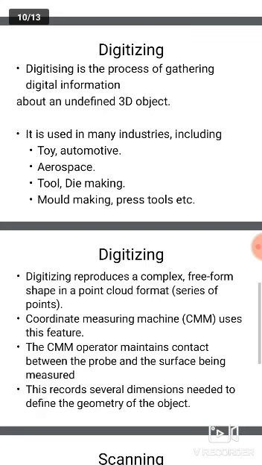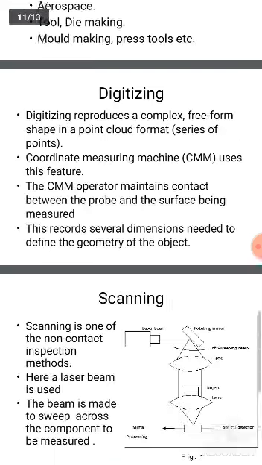So digitizing represents complex free-form shapes in a point cloud format. A coordinate measuring machine uses these features. The CMM operation maintains contact between the probe and the surface being measured. So it keeps the connection between the probe and the surface being measured. This records several dimensions needed to define the geometry of the object.